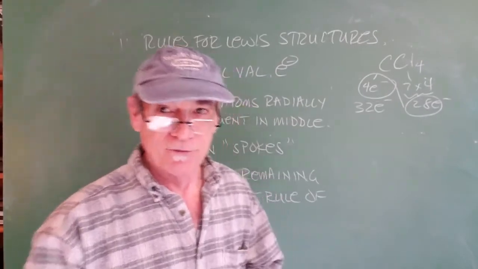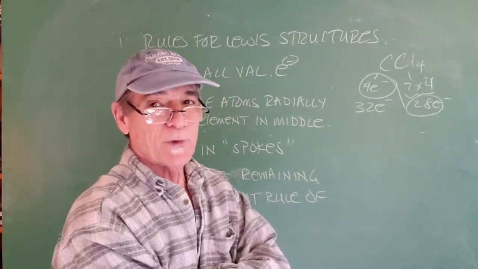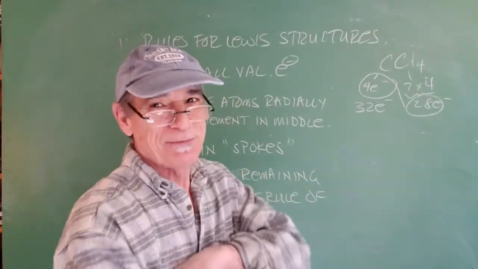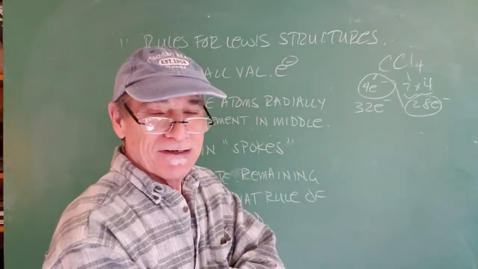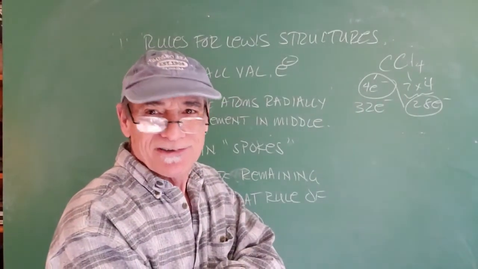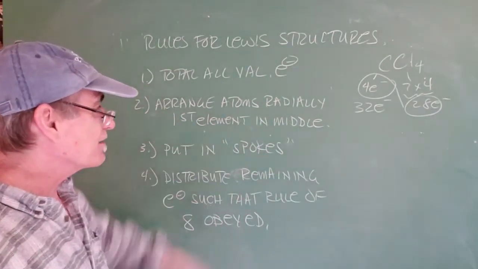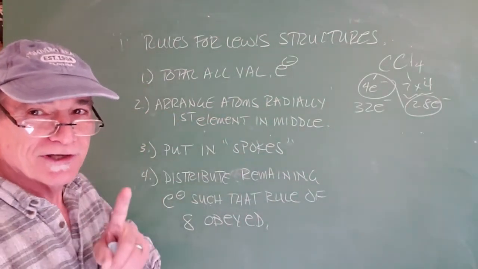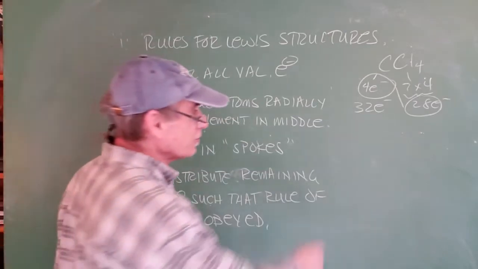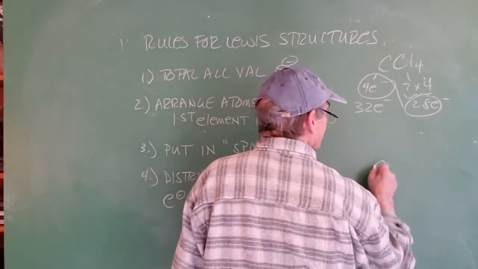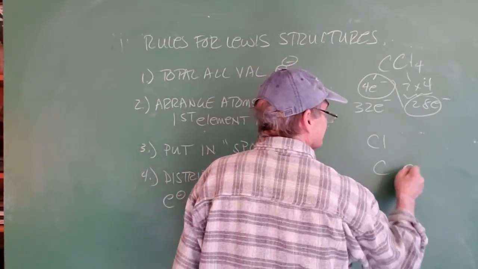Now here's the rub. We have to use all 32 of them. We got to smear them around so that everybody appears to have 8 in our picture. Well, there's a logical set of steps to take. My first step says we'll arrange the atoms radially with the first element in the formula in the middle. So I'm going to put the carbon in the middle. I'm going to put the chlorines around it.